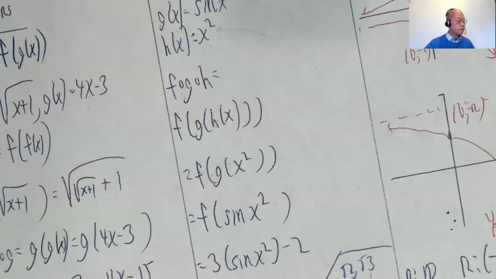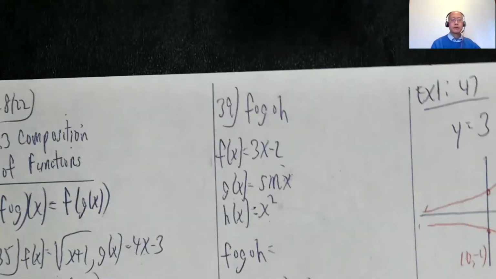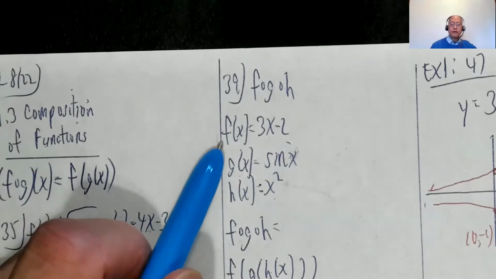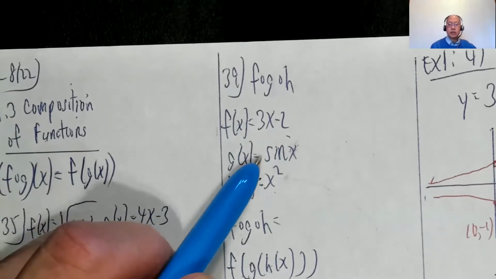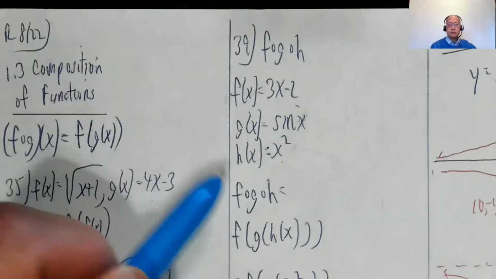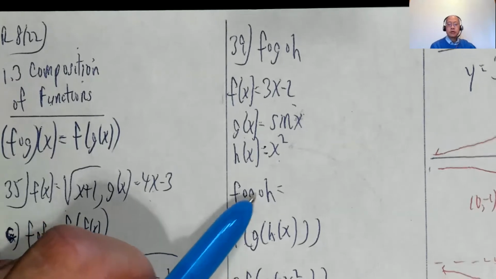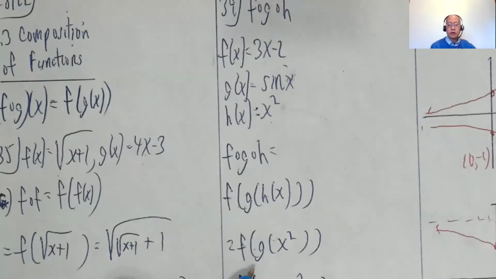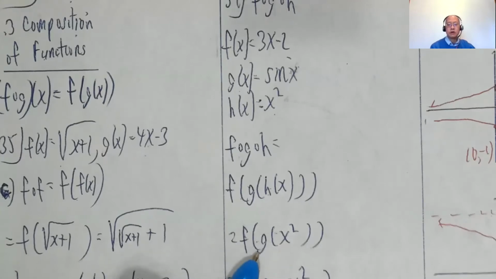This is section 1.4. But before doing that, I want to go back and do one last problem from 1.3. Problem 39, f circle g circle h, where f of x is 3x minus 2, g of x is sine x, h of x is x squared. So f circle g circle h means f of g of h of x. h of x is x squared, so I'm doing f of g of x squared.